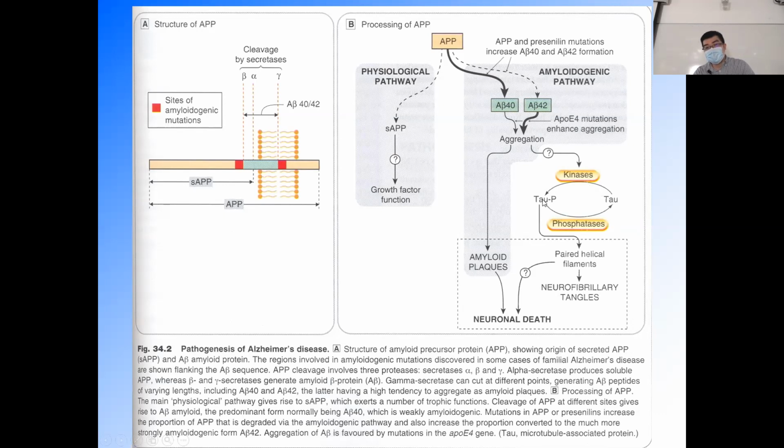Okay. Some other in the tau case. Tau actually is a protein, is microtubule related. So when it is phosphorylated, it will dissociate from the microtubule. And then somehow they will form paired helical filaments. And those have also been shown to be toxic as well. Okay.